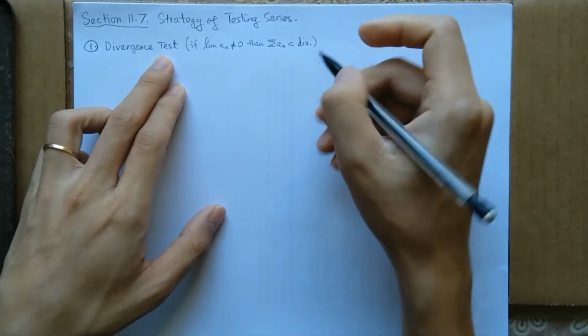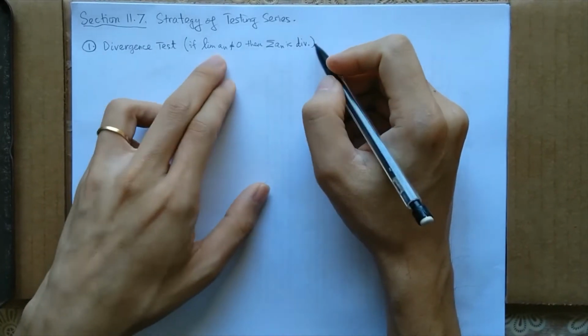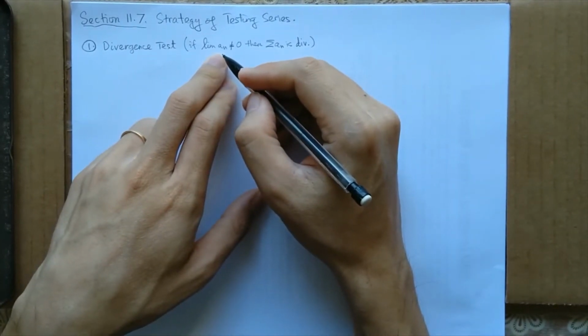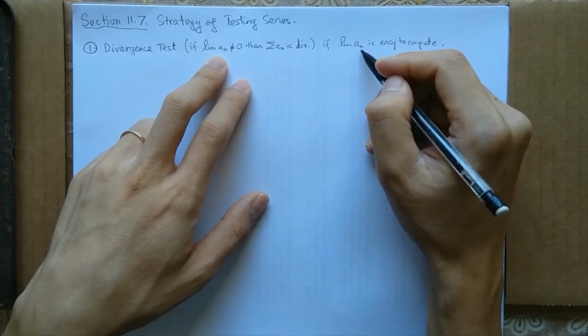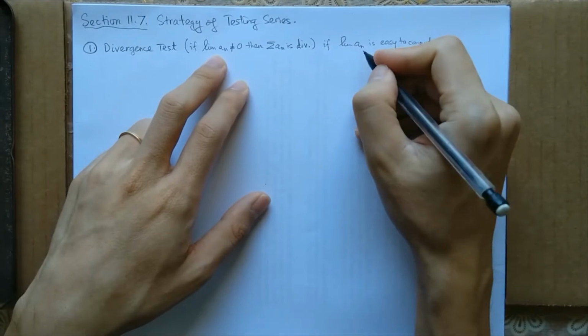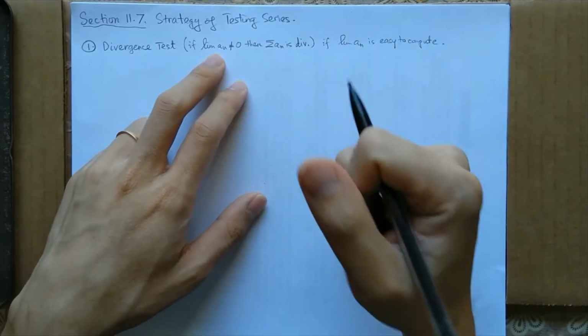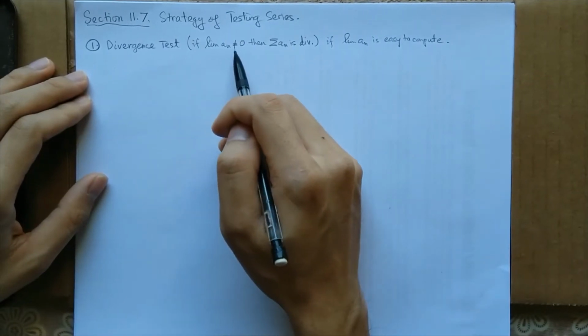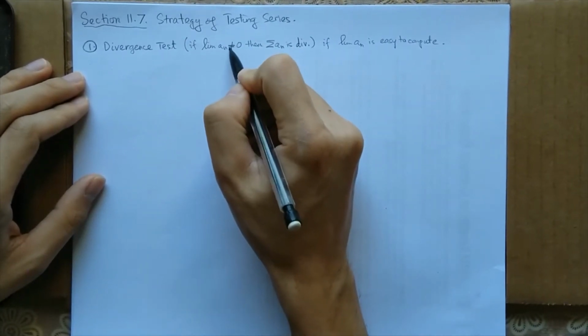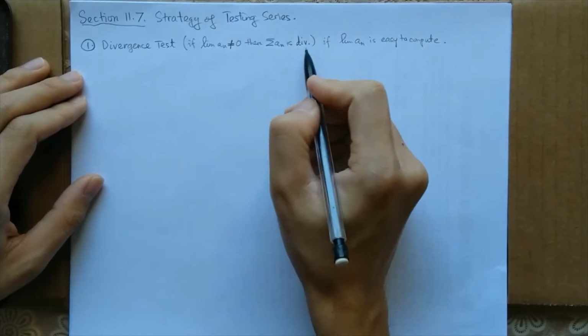divergent. And you think about this one if you see that the limit is easy to compute. Sometimes although the limit is not easy to compute, you have to try to compute them because all of the later tests that you try fail to work. As I said, if the limit is not 0, then the series is divergent.